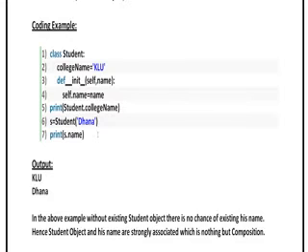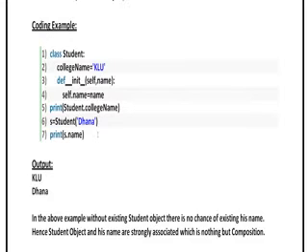I have taken a class student. The college name is KLU. Define initialization of self comma name, meaning I am defining self dot name is equal to name. Next, print student dot college name. Whatever college name we have given in the student class will be printed. Next, s is equal to student of Dana. The name of the student is Dana. Next, print of s dot name. s dot name is Dana.